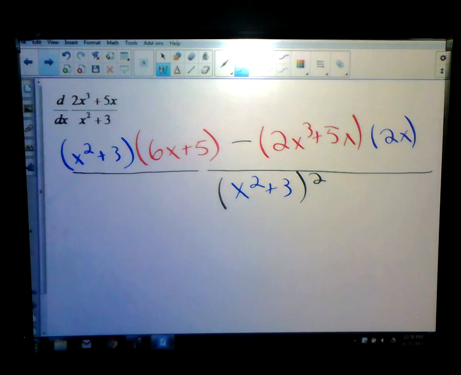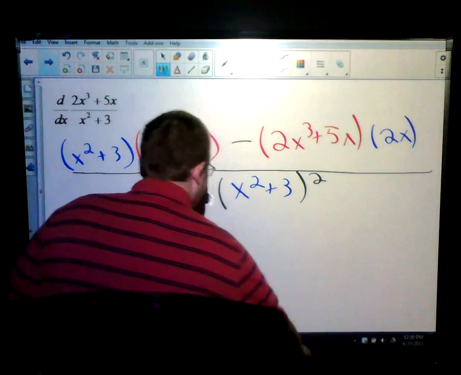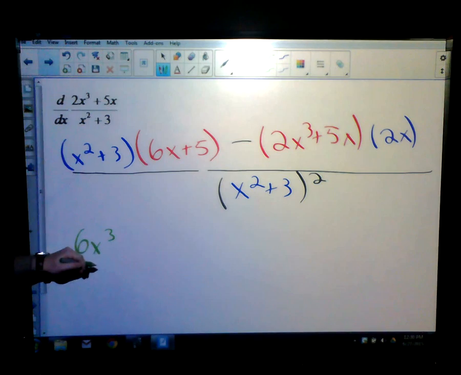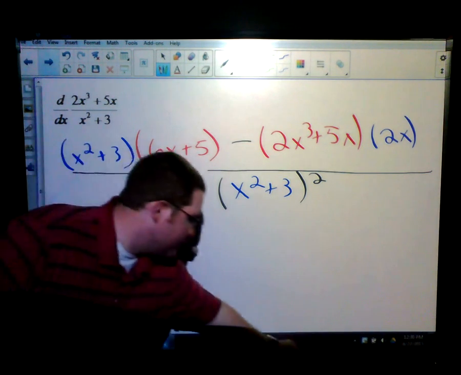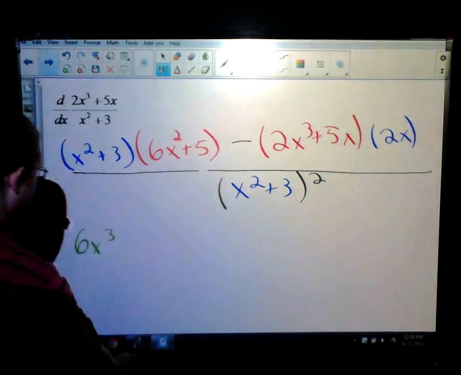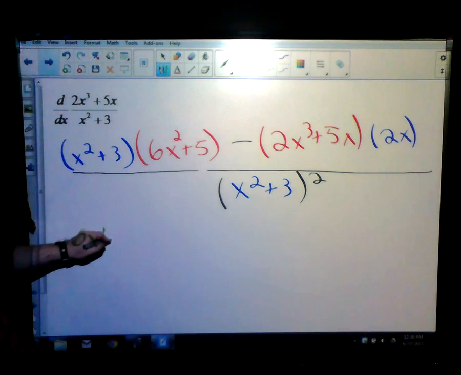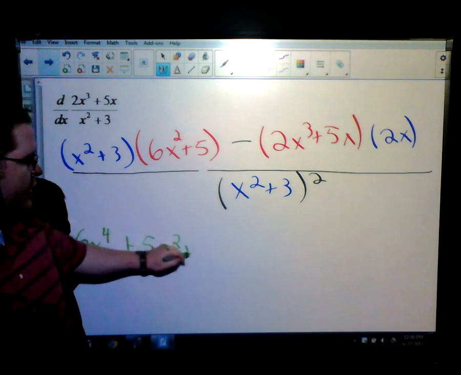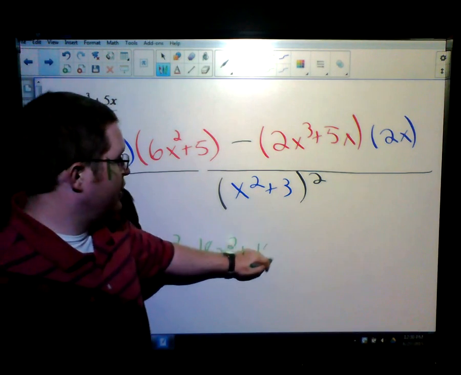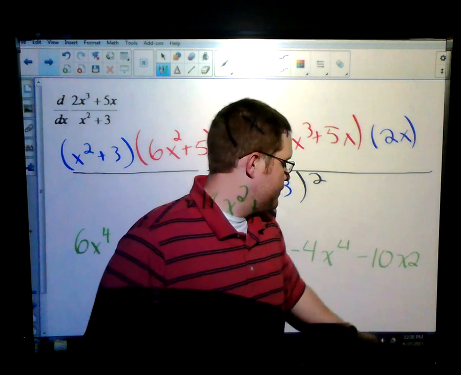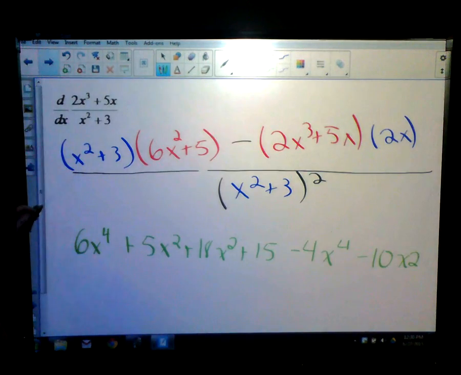Don't leave it like that, clean it up. You can leave the bottom be, clean the top up. That's 6x to the third plus, oh, I'm sorry, no, I messed up. That's 6x squared, isn't it? 6x squared. So that makes 6x to the fourth plus 5x squared plus 18x squared plus 15 minus 4x to the fourth minus 10x squared. Okay? Clean that up on top.